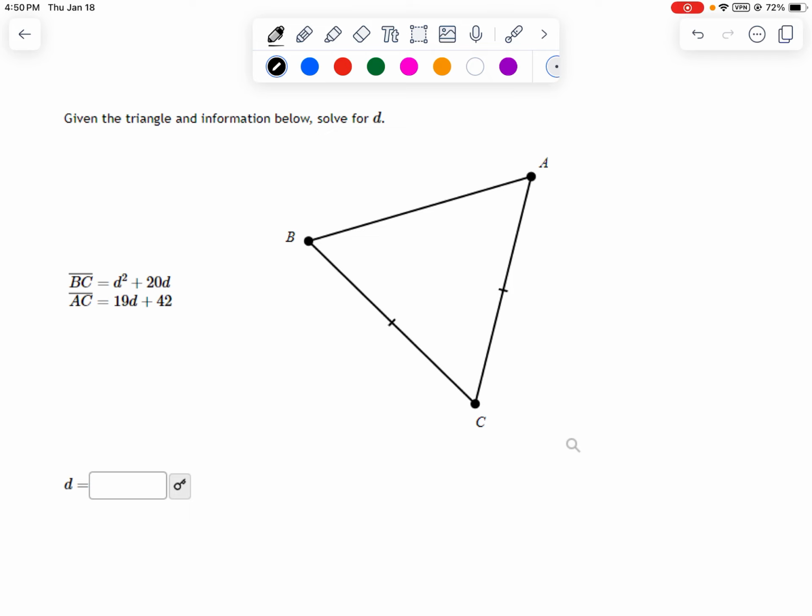Alright, so looking at this, you have to figure out what triangle you have and how the stuff that you have relates to each other. We're told that side BC, which is the side right here, is d squared plus 20d. We're also told that AC, which is that side right there, is 19d plus 42.